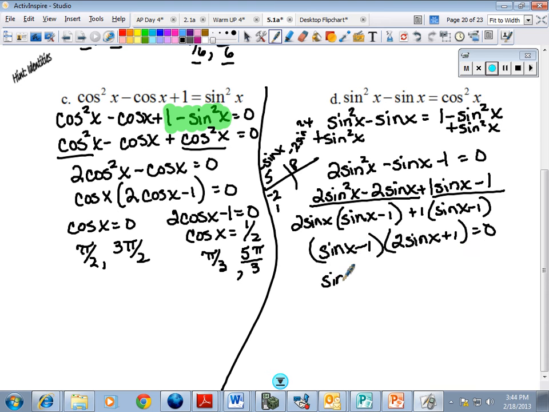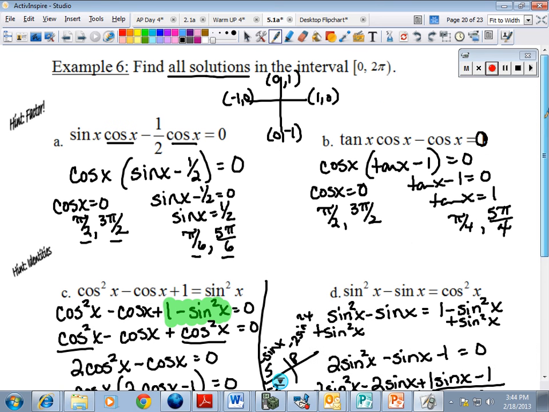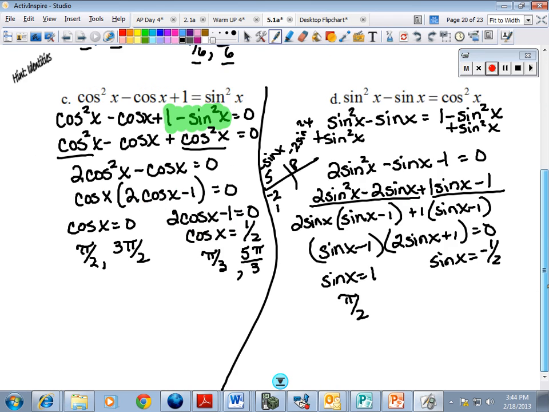So sine equals 1 and sine equals negative a half. Well, where is sine 1? At pi over 2. Where is sine negative a half? Well, sine is a half at pi over 6. But I need sine to be negative. Well, sine is negative in the third and fourth. So I need the pi over 6 angles in the third quadrant and in the fourth quadrant. So 7 pi over 6, I need a little bit bigger than pi, and then a little less than 2 pi. Should be those. Sine negative, yeah, that should be right. Pi over 6, yeah, that's right.